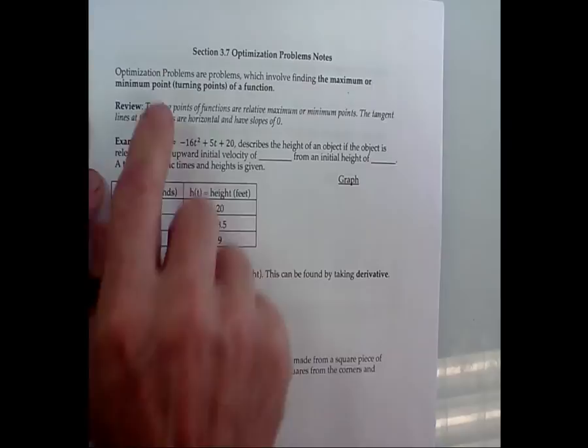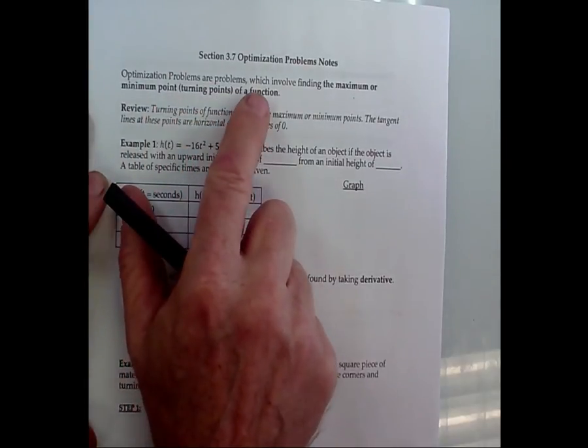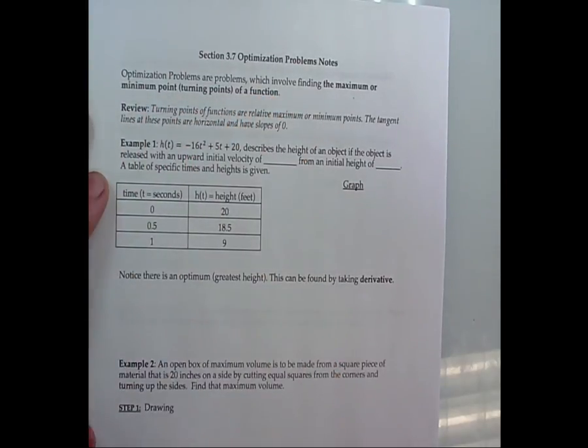Okay, so optimization problems are problems which involve finding the maximum or minimum point, the turning around points. Turnaround points of functions are relative maximums or minimums. The tangent lines at these points are horizontal and have slopes of 0. So we'll be taking the derivative, looking at both the numerator and the denominator, seeing what numbers we get when we set them equal to 0, and go from there. Does that make sense to everybody?